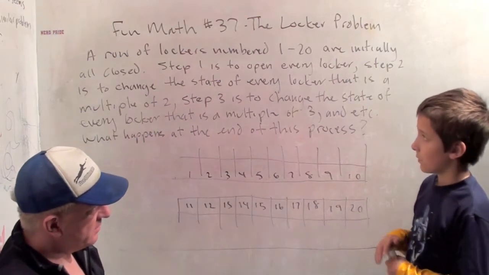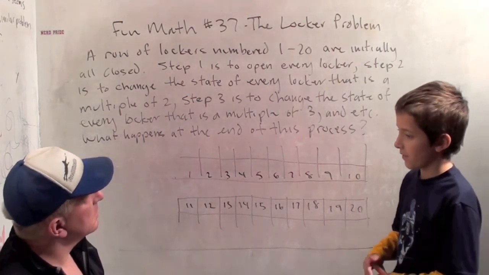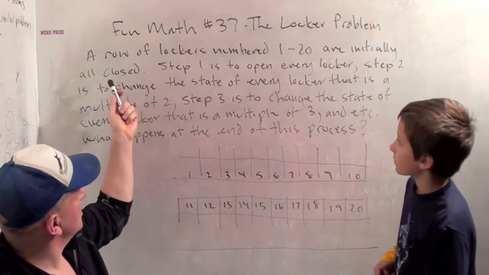A row of lockers is numbered 1 through 20. You know what lockers are? Yeah, they're like little cupboards where you can put stuff into. Yep. And they're all initially closed.